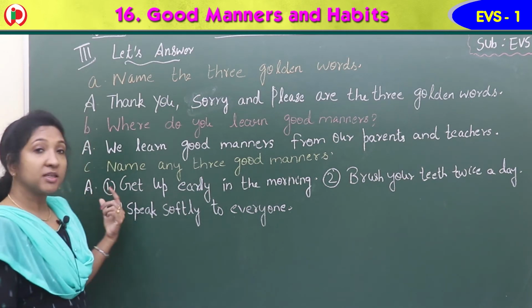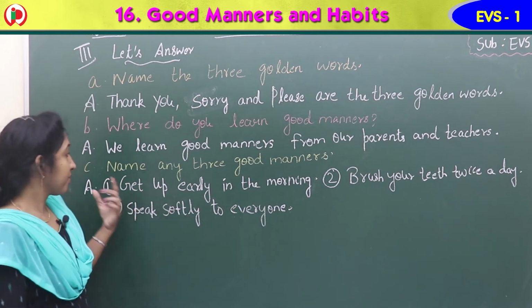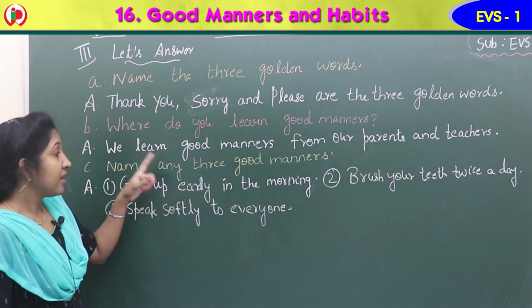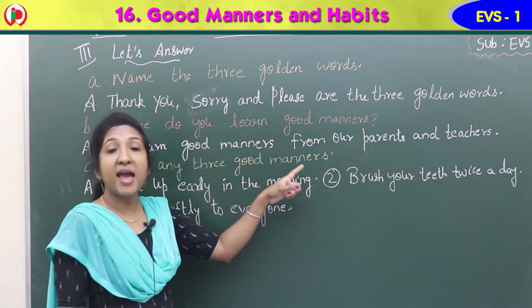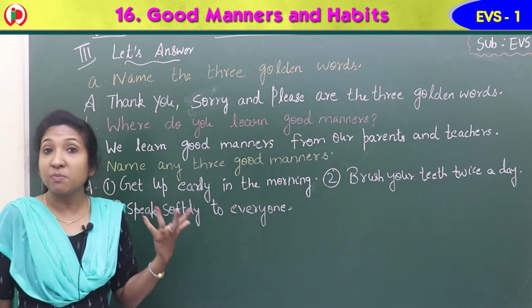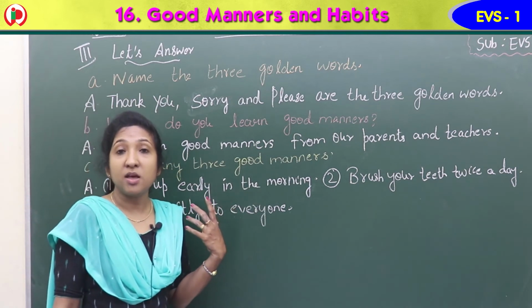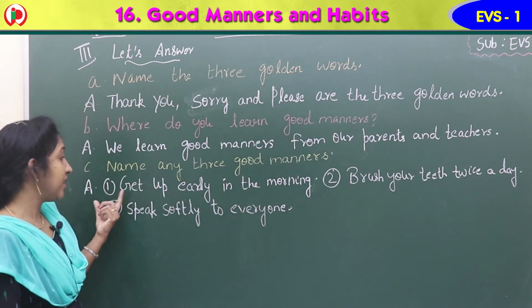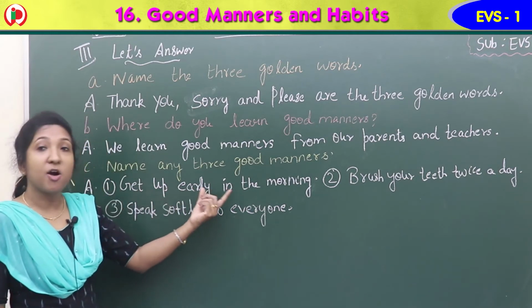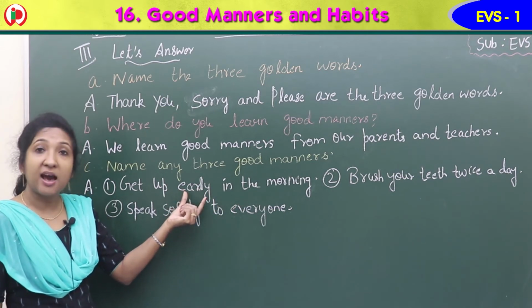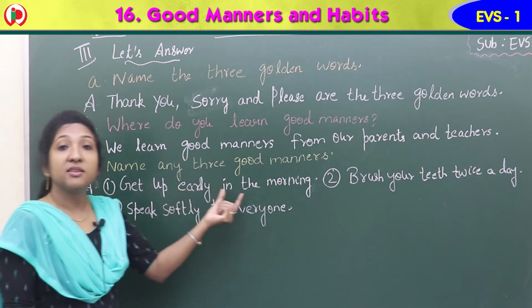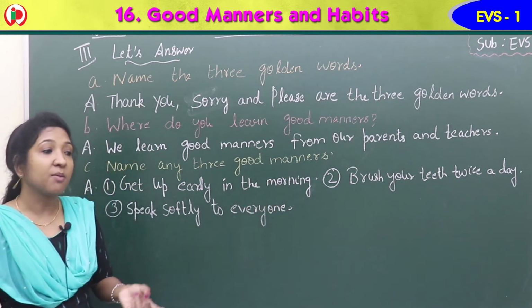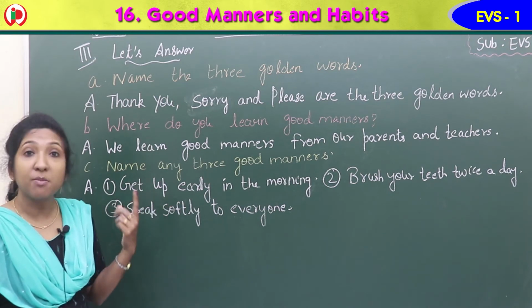Next, third question or question number C. Which is the question number C, children? Name any three good manners. You learned many good manners, good habits. So you have to write any three of them. First answer, first one, get up early in the morning. Early, E-A-R-L-Y, early in the morning, M-O-R-N-I-N-G, morning, get up early in the morning.